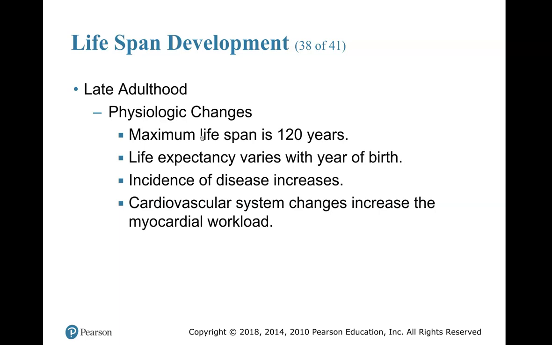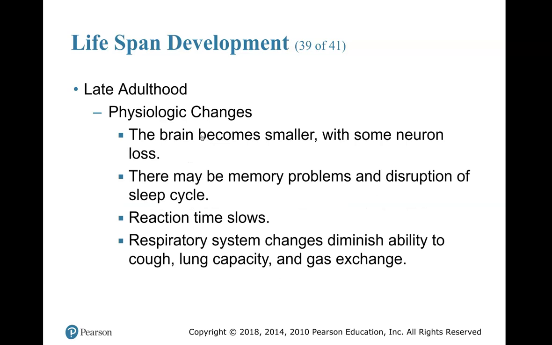Physiologic changes. Maximum lifespan is 120 years. God, I hope I don't live to be 120. I really don't. I'm thinking 85 is good. Life expectancy varies with year of birth. Incidence of disease increases. Cardiovascular system changes increase the myocardial workload. The brain becomes smaller with some neuron loss.